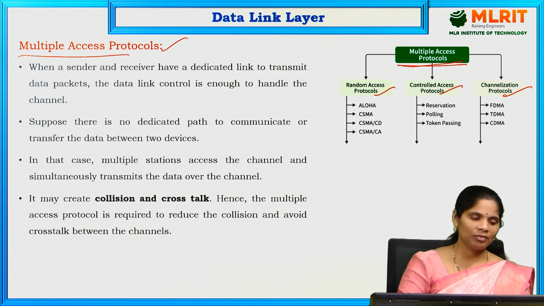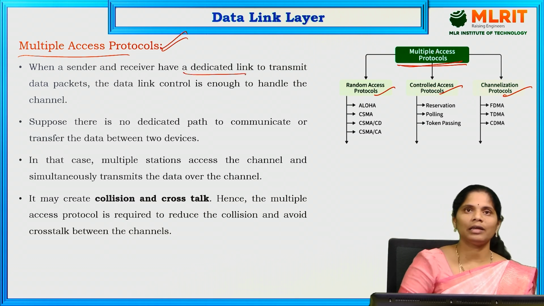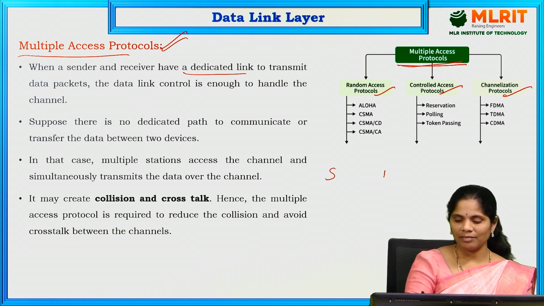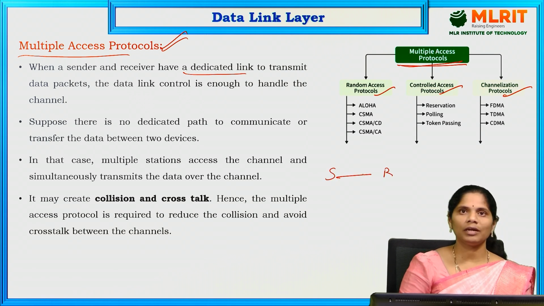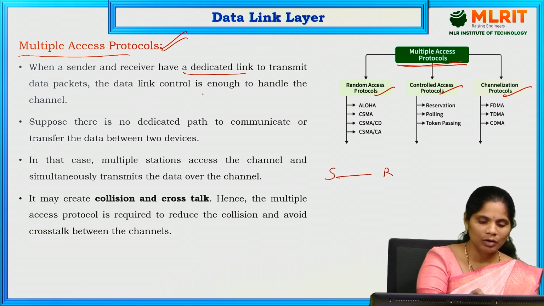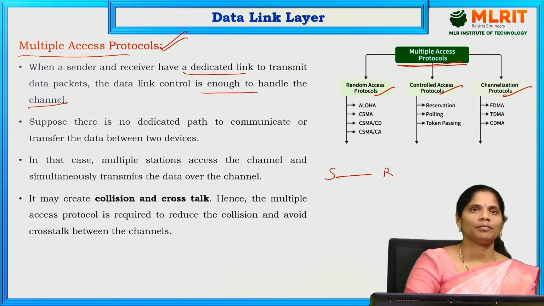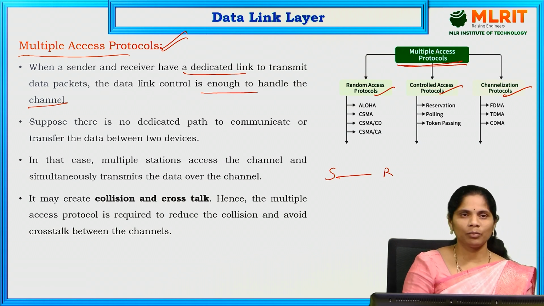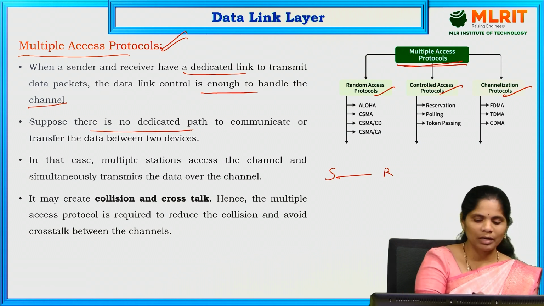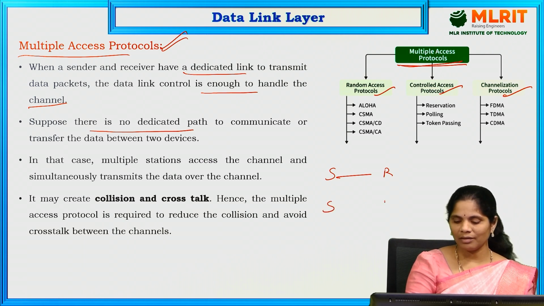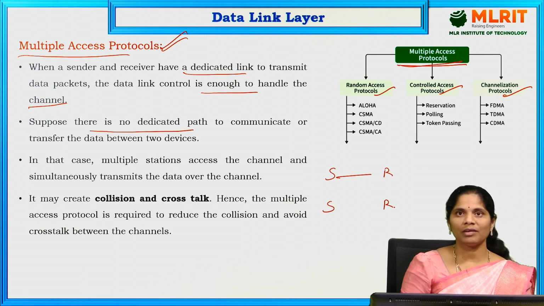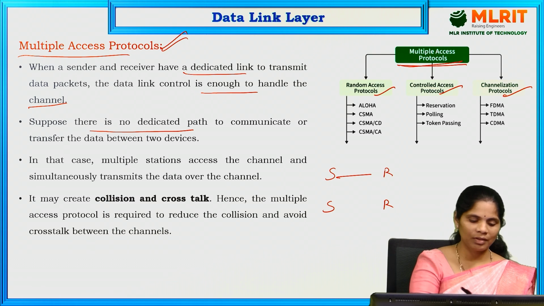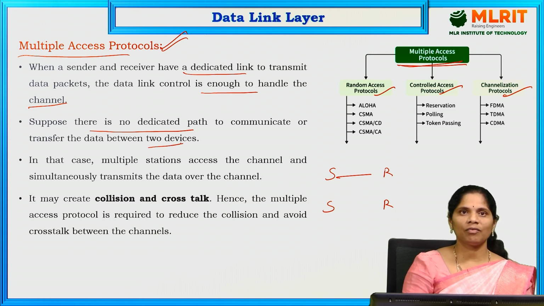First, what are multiple access protocols? When the sender and receiver have a dedicated link to transmit the data packets, the data link control is enough to handle the channel. Suppose there is no dedicated path between sender and receiver for communicating or transferring the data between the two devices. In that case, what do we have to do?